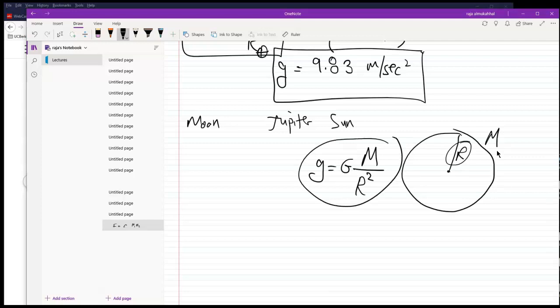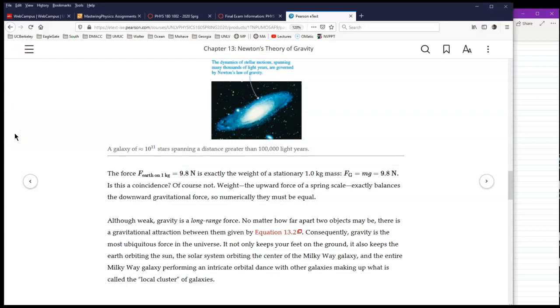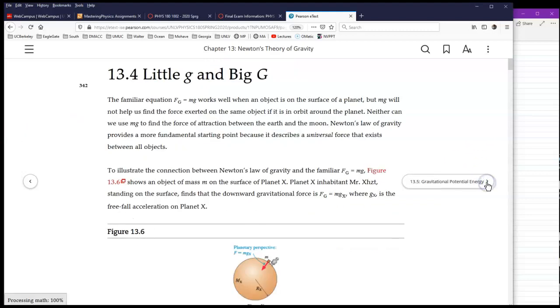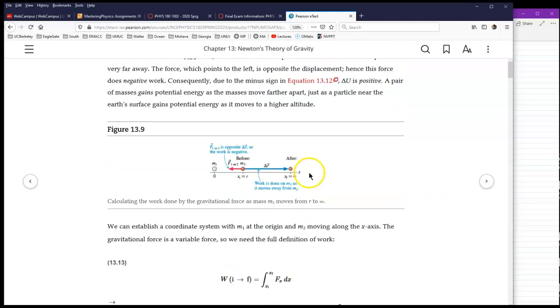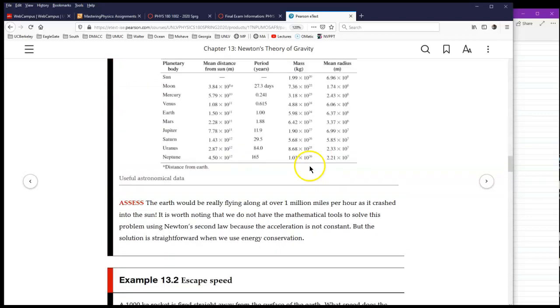For example, let's say I want to find, what is g on Jupiter? I'm not going to do it. You can do it. I believe it's around 27 or something, if I remember. G times the mass of Jupiter divided by the radius of Jupiter squared. I can look them up in the table that I just showed you. Let me show it to you on the book. I need to locate the section, section 6. Let me go to section 6. And if you scroll down, you'll see it somewhere here. Oh, there it is right there.